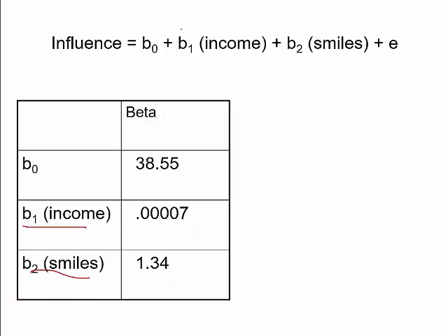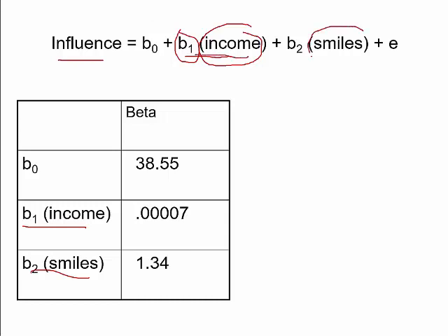Recall that a beta tells you what's the predicted increase in Y given a 1 unit increase in X. Well, what is a 1 unit increase in income? That would be, for example, if you make $85,000 a year and your income goes up by $1. Well, that would be a pretty small increase. That's not much of an increase there.